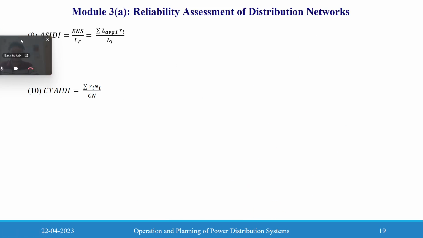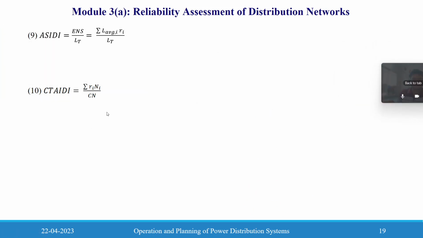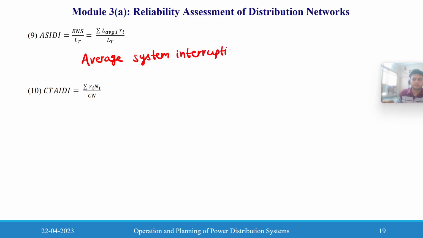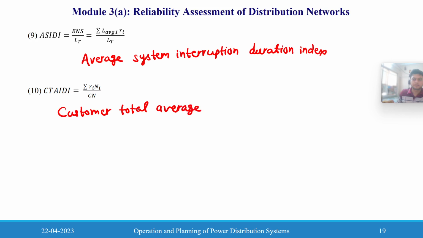Now ASIDI, average system interruption duration index, and CTAIDI is customer total average interruption duration index.